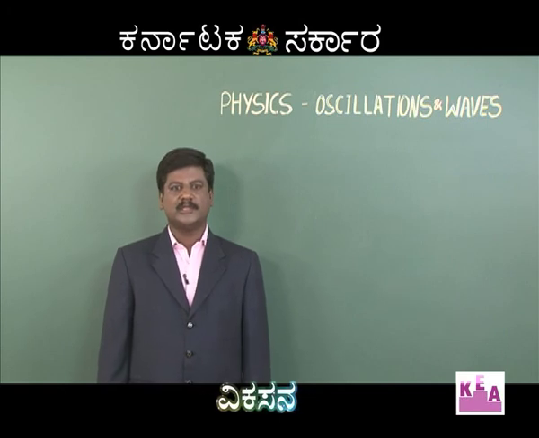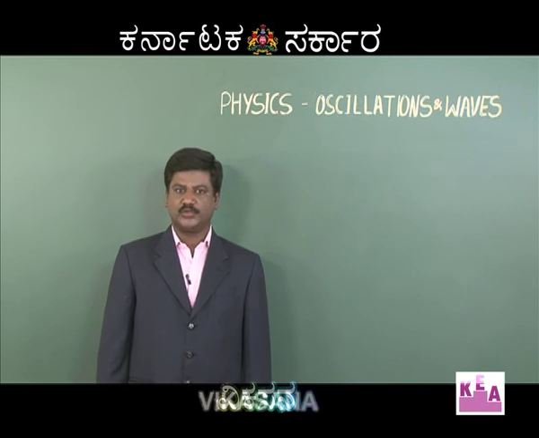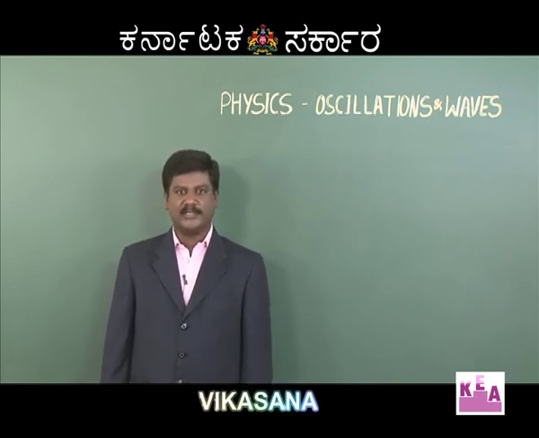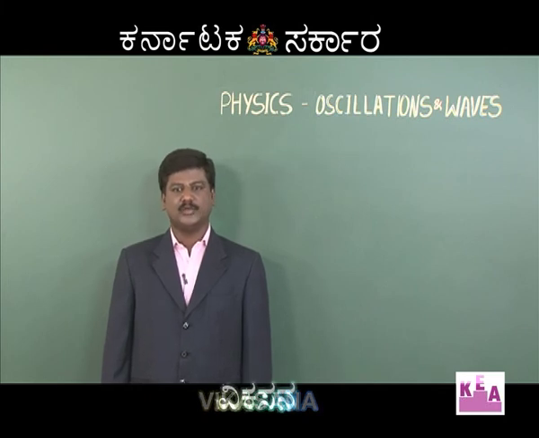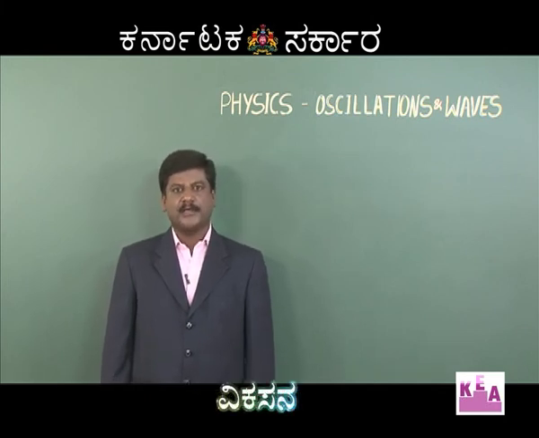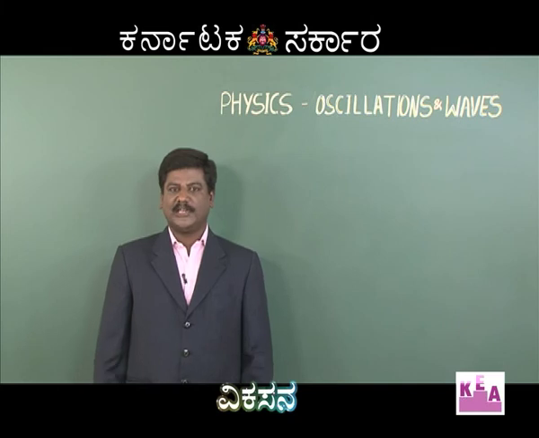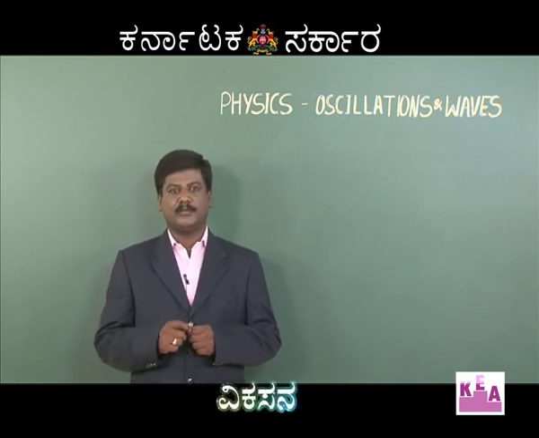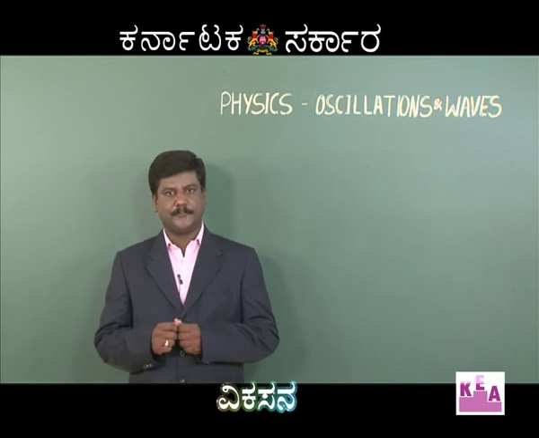ಮೊದಲನೇದು ಡೆಫಿನೇಷನ್ ಆಫ್ SHM. ಸಿಂಪಲ್ ಹಾರ್ಮೋನಿಕ್ ಮೋಷನ್ ಈಸ್ ಎ ಪೀರಿಯಾಡಿಕ್ ಮೋಷನ್ ಇನ್ ವಿಚ್ acceleration is directly proportional to displacement and direction is always towards its mean position. So a particle executing oscillation possesses a displacement equation ಕೂಡ ನಮಗೆ ಗೊತ್ತಿರುತ್ತೆ. So displacement equation is given by y is equal to a sin omega t.